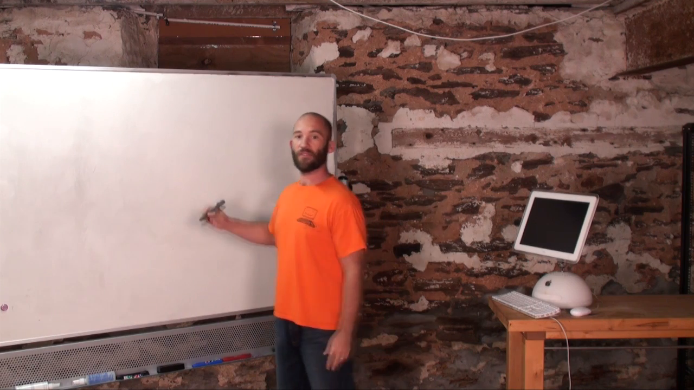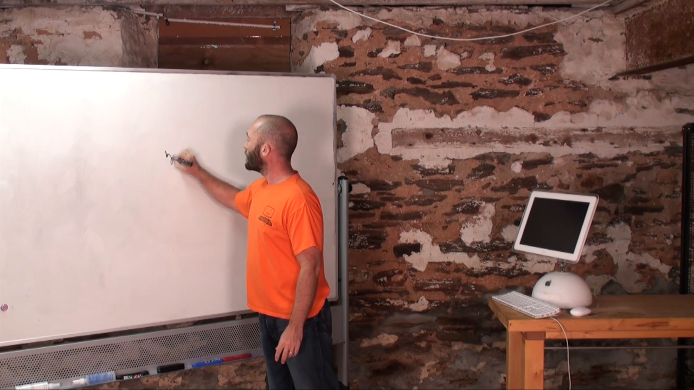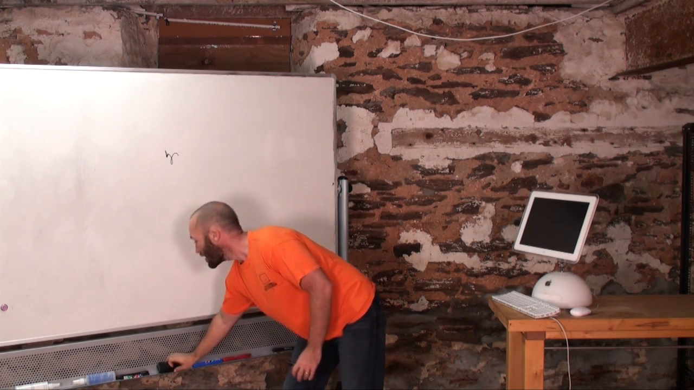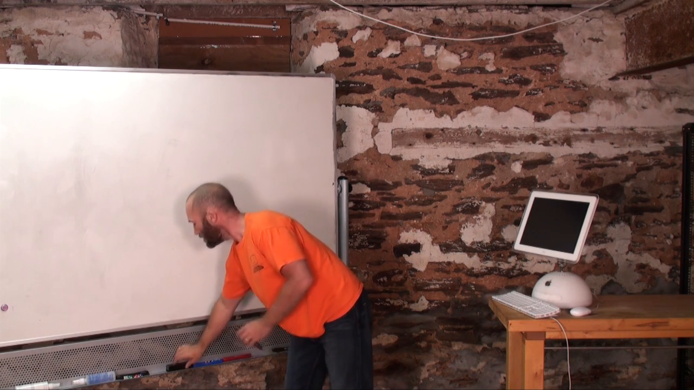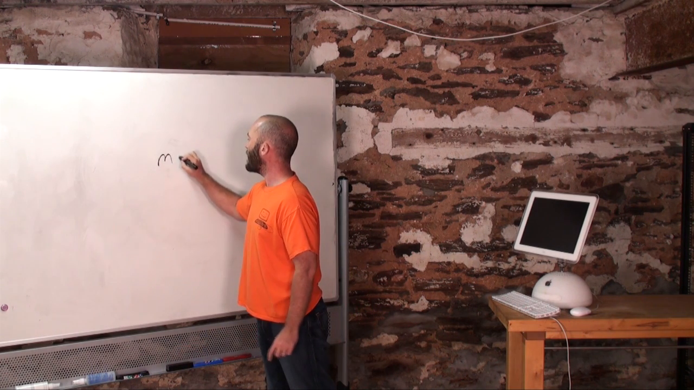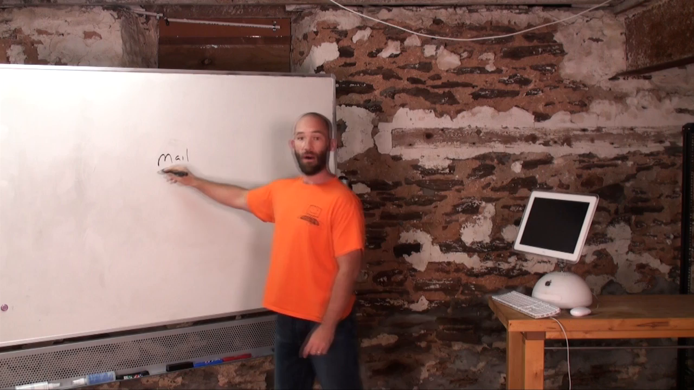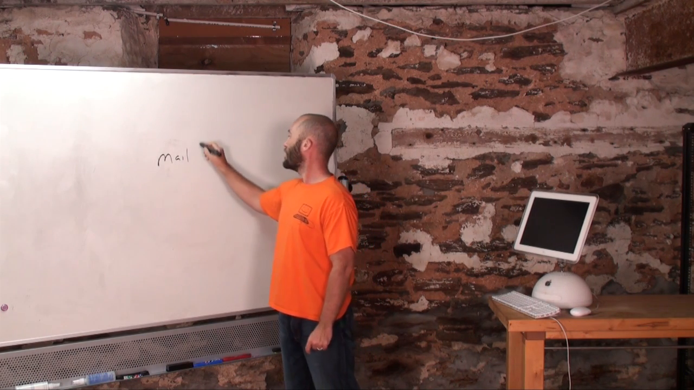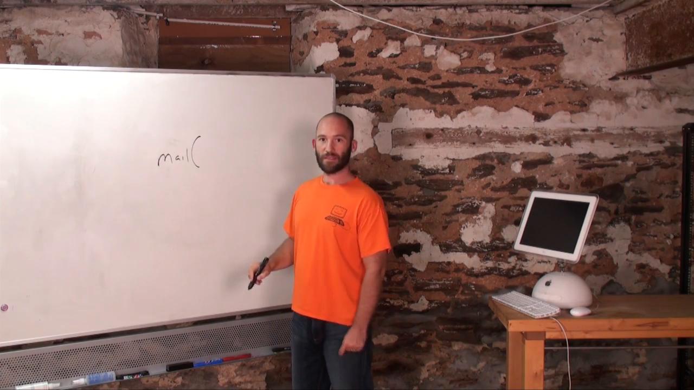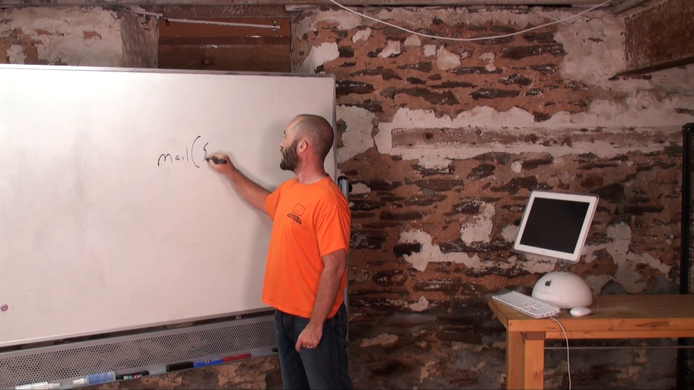So when we call the mail function, all we're going to do is have a simple line of code, and it's just going to say mail. So all you do is you do mail. Then you use parentheses. Then you give it the email address.